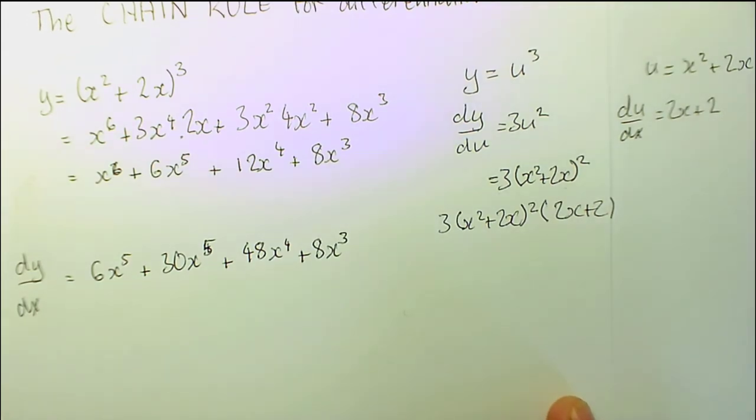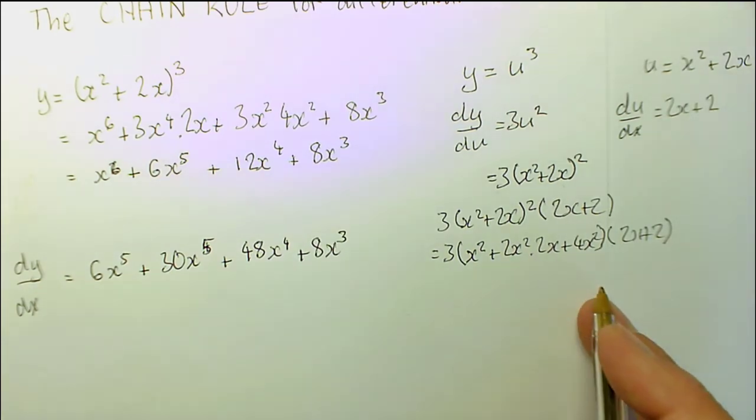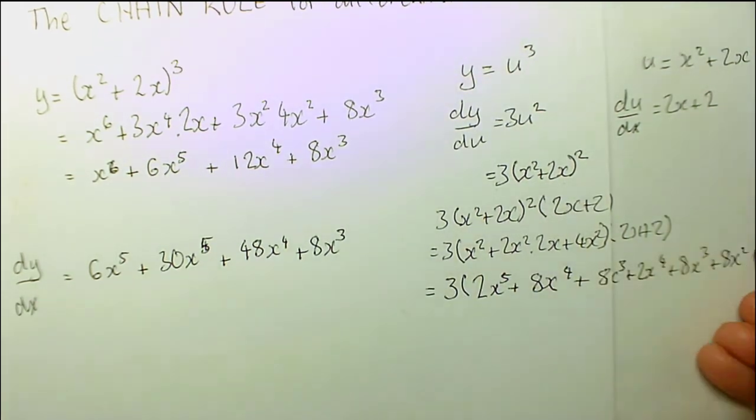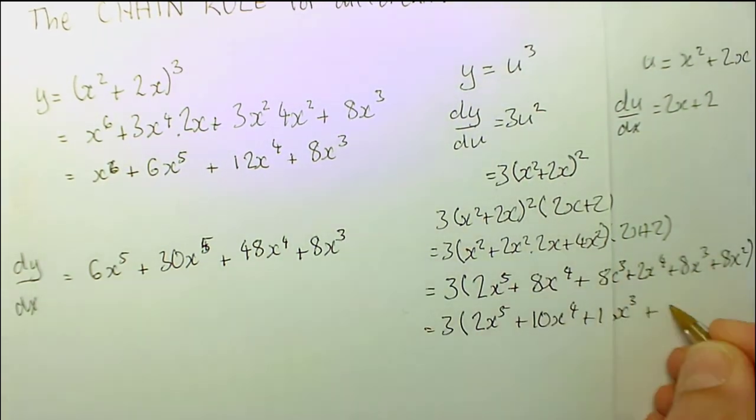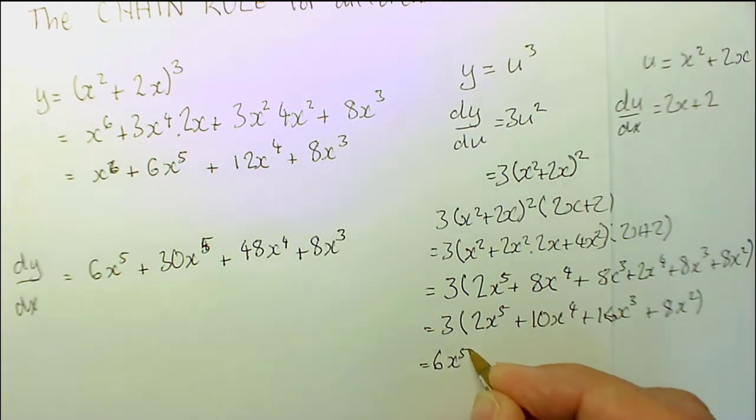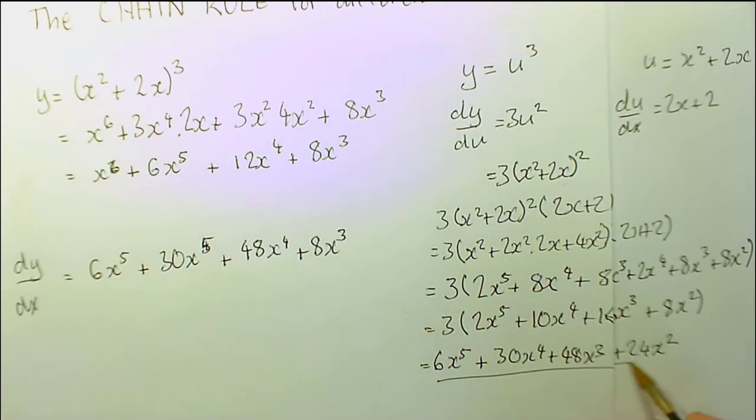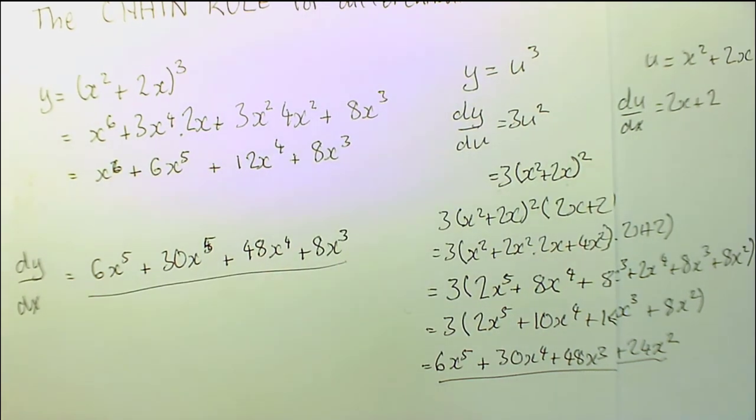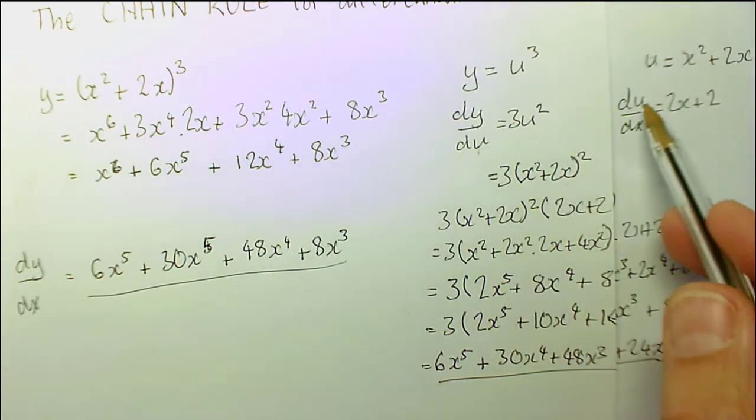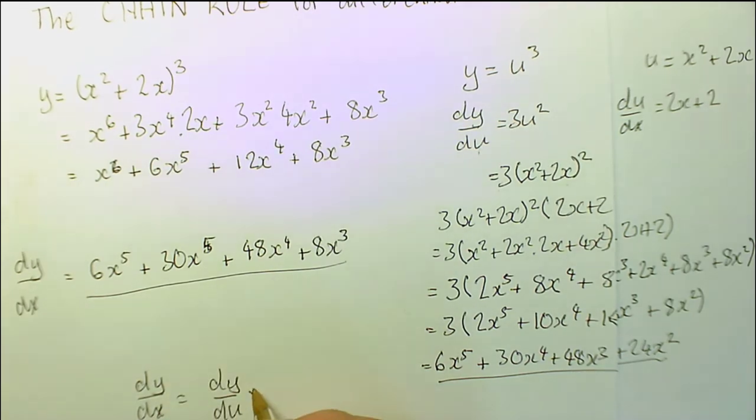Okay, first thing we have to do, square out this. Now, I'm going to multiply out my two brackets, that times that, 3 terms times 2 terms. Then I'm going to collect up terms. And finally, I'm going to multiply out this bracket. Does that look familiar? Well, it should, because that is exactly the same as that. In other words, dy by du times du by dx is the same as dy by dx.